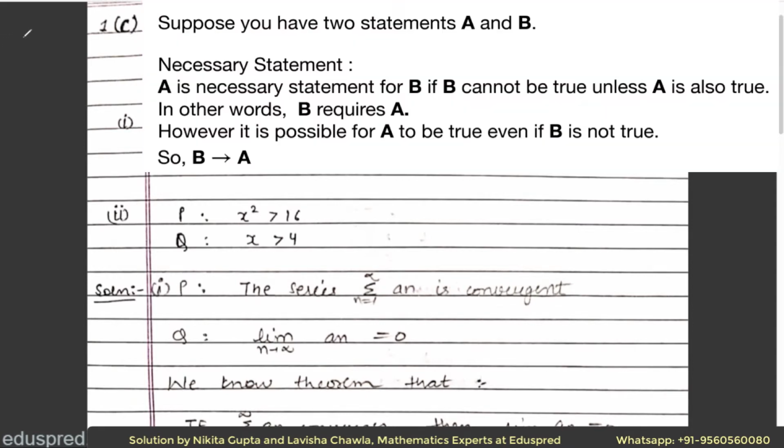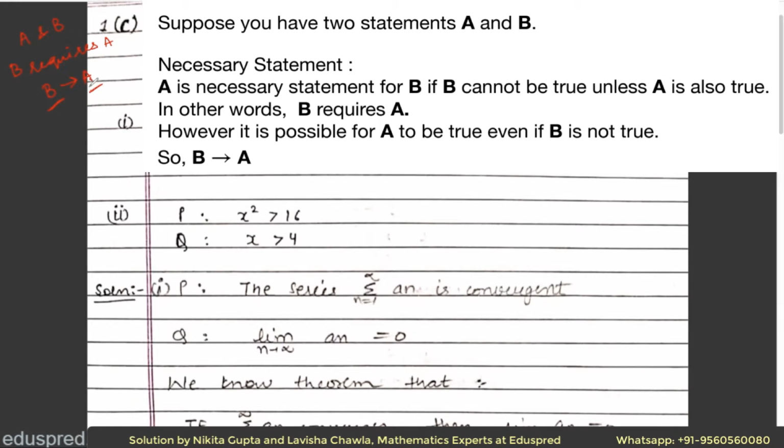Suppose you have two statements A and B. A is a necessary statement for B if B cannot be true unless A is also true. In other words, B requires A. However, it is possible for A to be true even if B is not true. So, B implies A. Again, I am repeating that B cannot be true unless and until A is true. Let's understand this with an example.